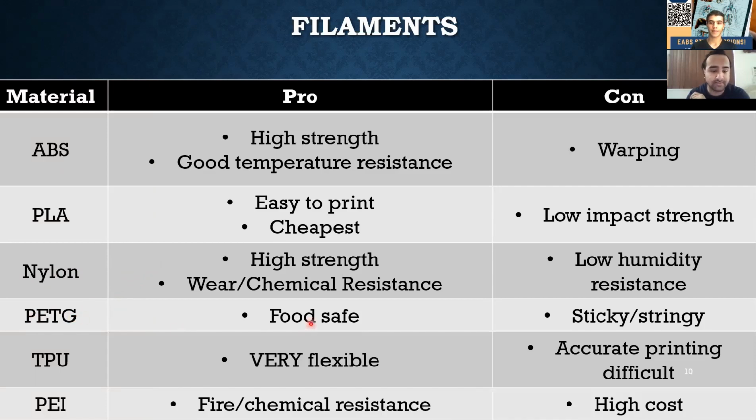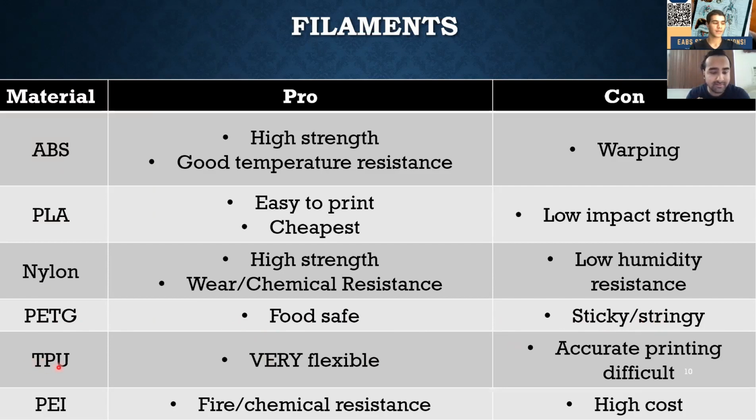So oftentimes if you want to make something like a spoon or any sort of utensil that is going anywhere near food, you could make it out of PETG because it's food grade material. Con, it's rather sticky and stringy to deal with, especially after it's first been printed. So it's very easy to mess up the print as you're cleaning and handling it.